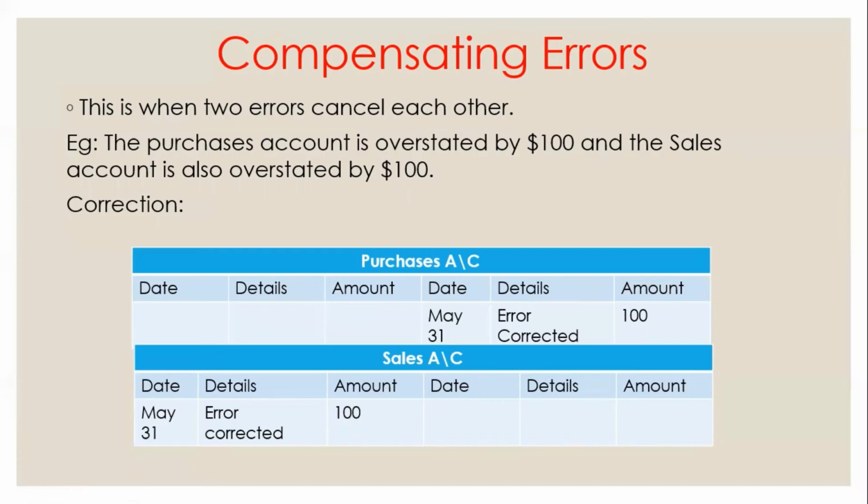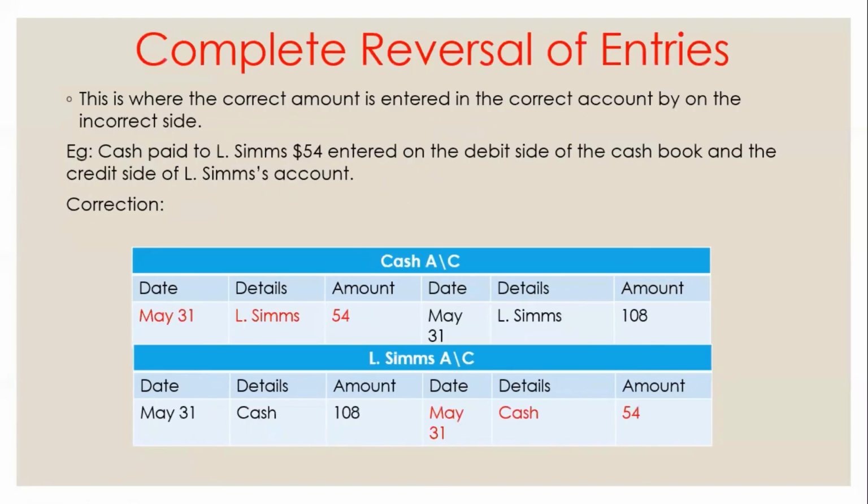All right. And the last and probably most difficult error to correct is the complete reversal of entries. Now pay keen attention. This is where the correct amount is entered in the correct account, right? But on the incorrect side. So for example, cash paid to L. Sims for $54 entered on the debit side of the cash book and the credit side of L. Sims account, right?